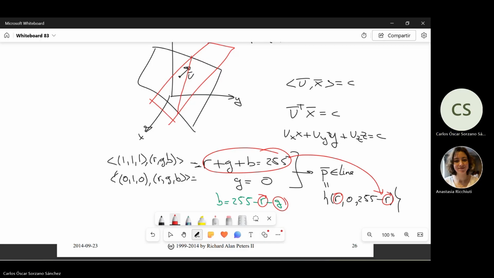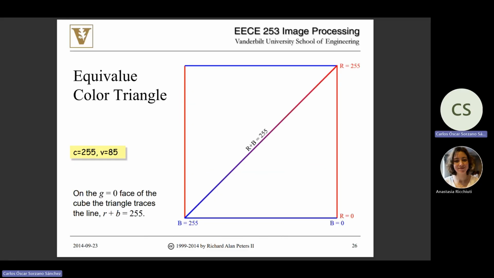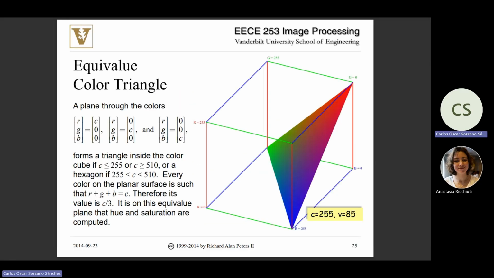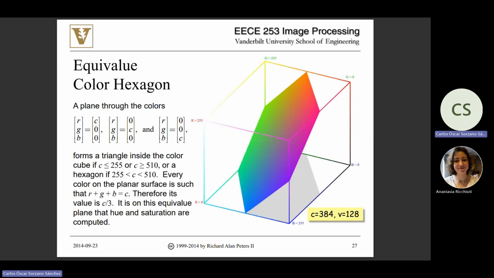So this one is a plane because I have 2 degrees of freedom. In this plane, if you tell me what the red and green values are, I can automatically compute blue. So I have 2 degrees of freedom. But in this line, I have only 1 degree of freedom, and that is why it's a line. Okay, very good.